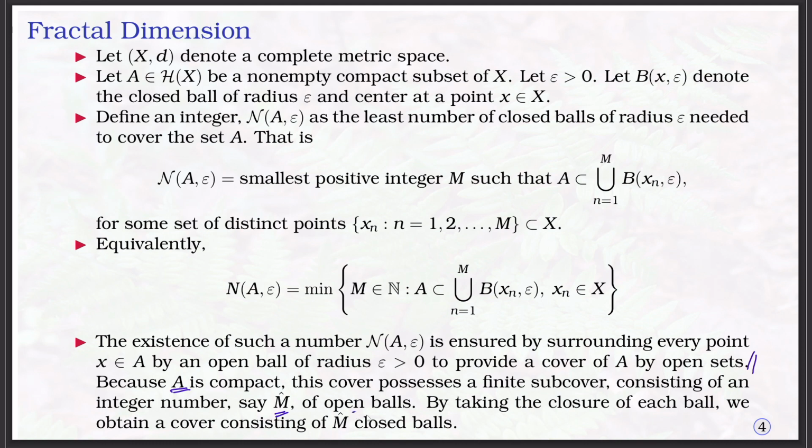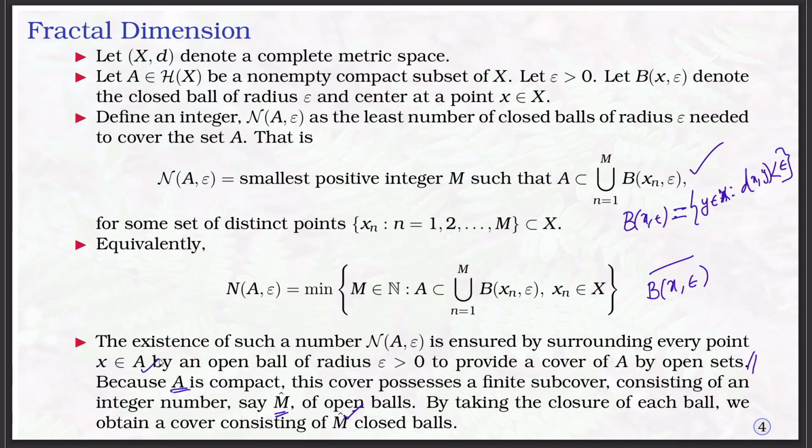Now, by taking the closure of the open balls, one can obtain a cover consisting of m cap number of closed balls. If the ball B of x comma epsilon is given, one can take the closure. The open ball B of x comma epsilon is defined as the set of all y belonging to A such that the distance between x and y is strictly less than epsilon. This is the open cover.